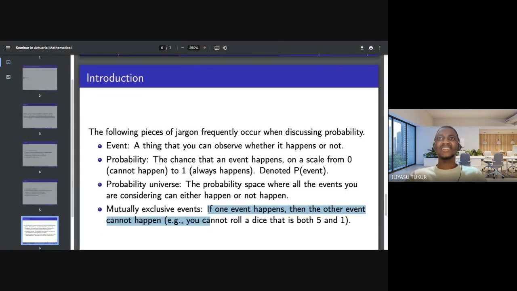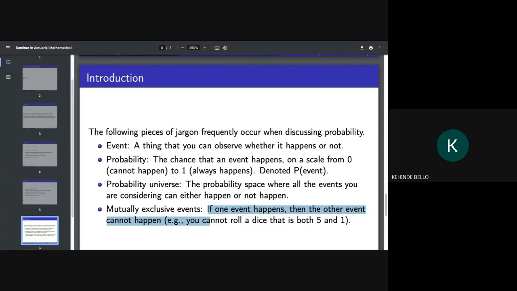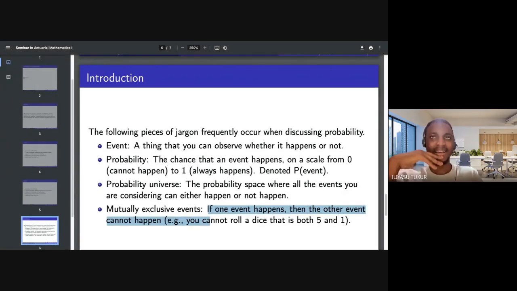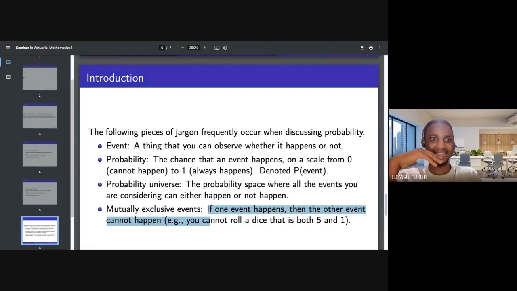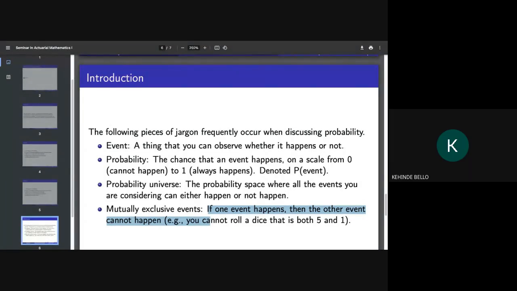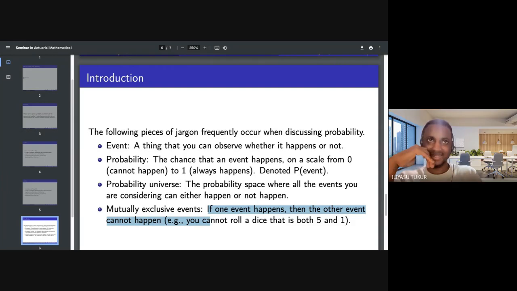So Kahinde, you have your hand up, so please go ahead. Okay, thank you. I'm looking at the scenario whereby maybe I have two marbles in a box, one red, one white, and I have to pick one marble at a time. So the probability of picking white or the red is mutually exclusive. I don't know, but I'm just thinking this. Yes, it's true. Thank you.